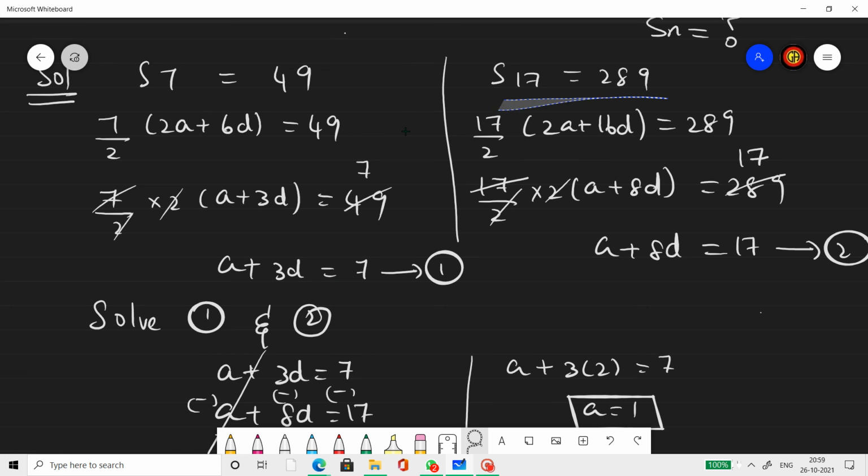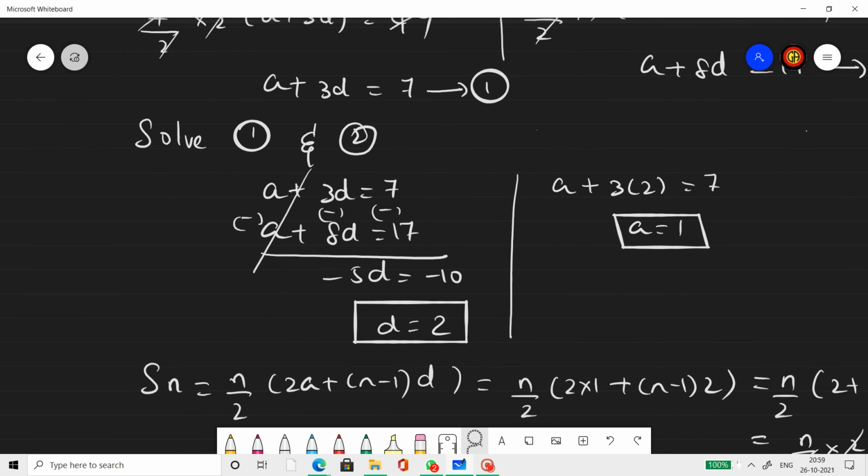Then S17 is 289. S17 is 17 by 2, 2a plus 16d. Again, I like to cancel whatever is possible to cancel. So I took 2 common out from this, the 2 gets cancelled, and 17 and 289 get cancelled 17 times. So a plus 8d equals 17. Solve equations 1 and 2 by the elimination method. You will find d is 2 and a is 1.